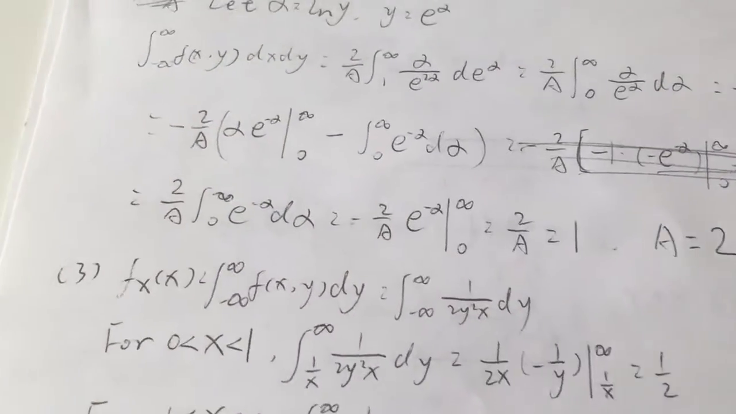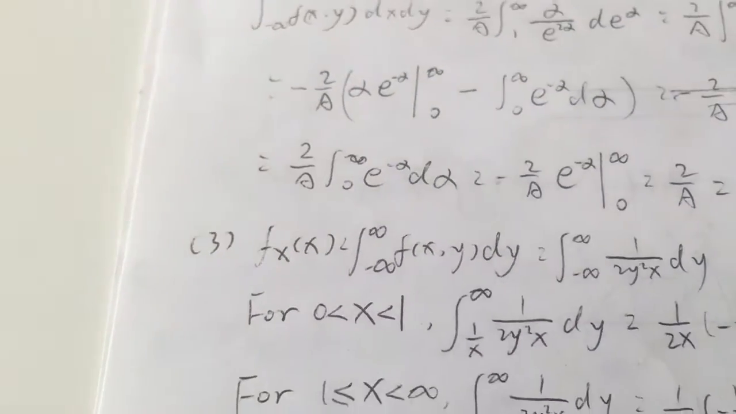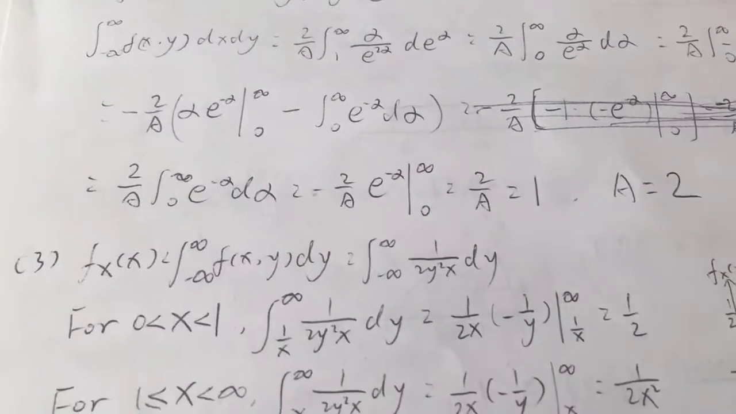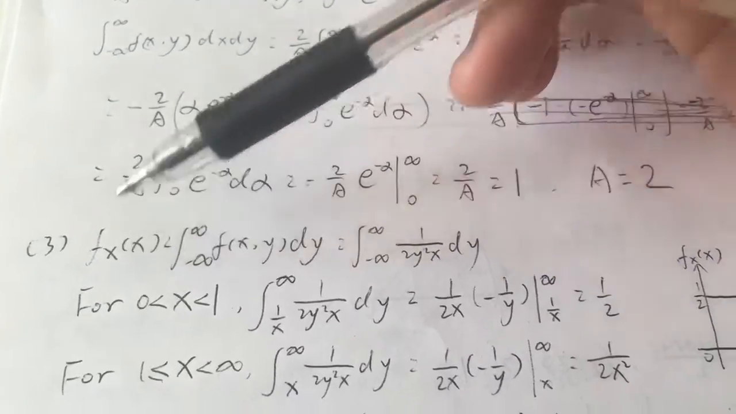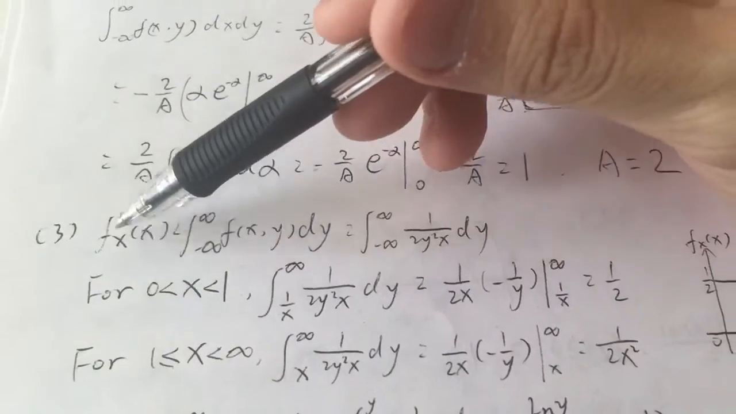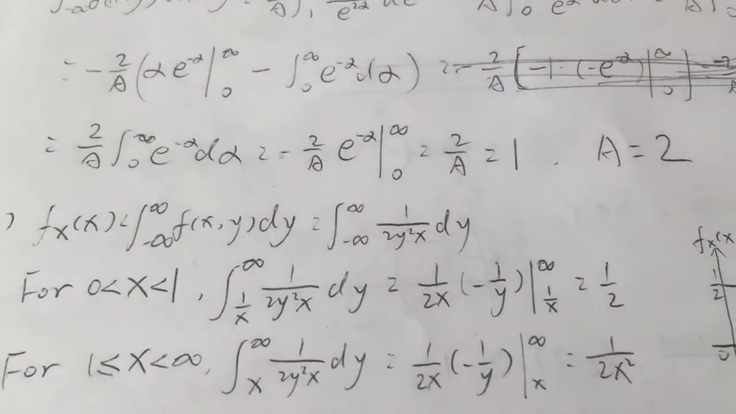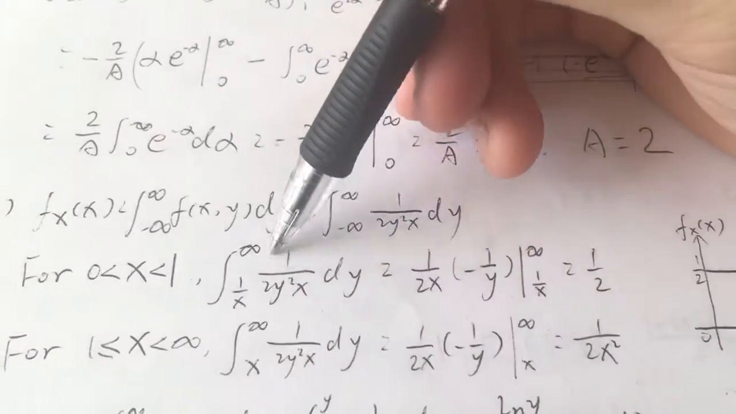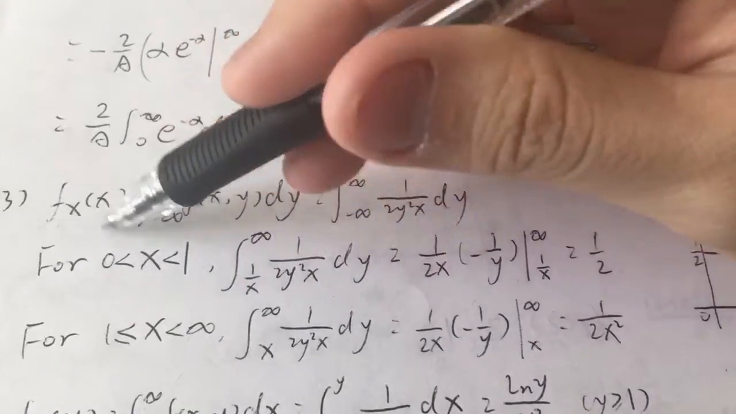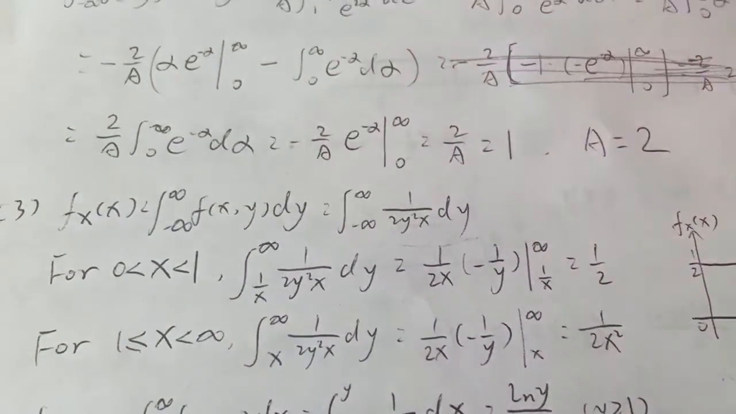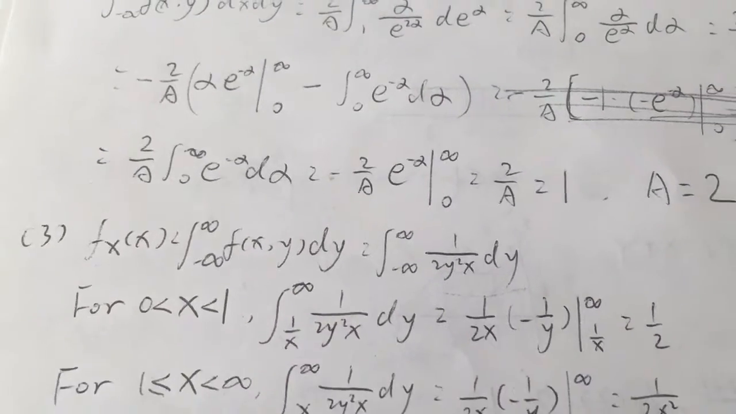And in the third question, we need to find and draw the marginal density function of the density function of x and y. According to the definition, the density function of x should be the integral of the density function of x and y, and we need to integrate over y. So the density function of x equals this, and we need to divide it into each case.